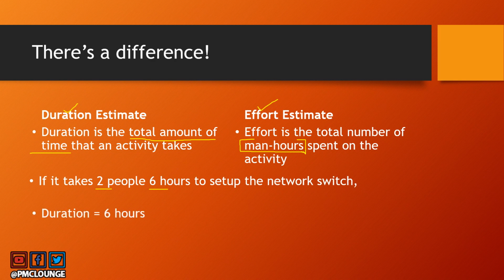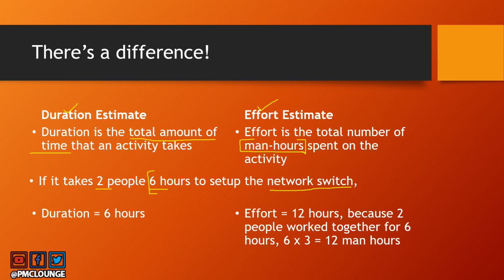So, duration is 6 hours because it took 6 hours to get the network switch up and running. This was the project activity. But the effort estimate is going to be 12 hours. Why so? Because there were two people that worked together for 6 hours. That means 6 into 2, 12. So 6 into 2, 12. 12 man hours is the effort that it took to complete this project activity.